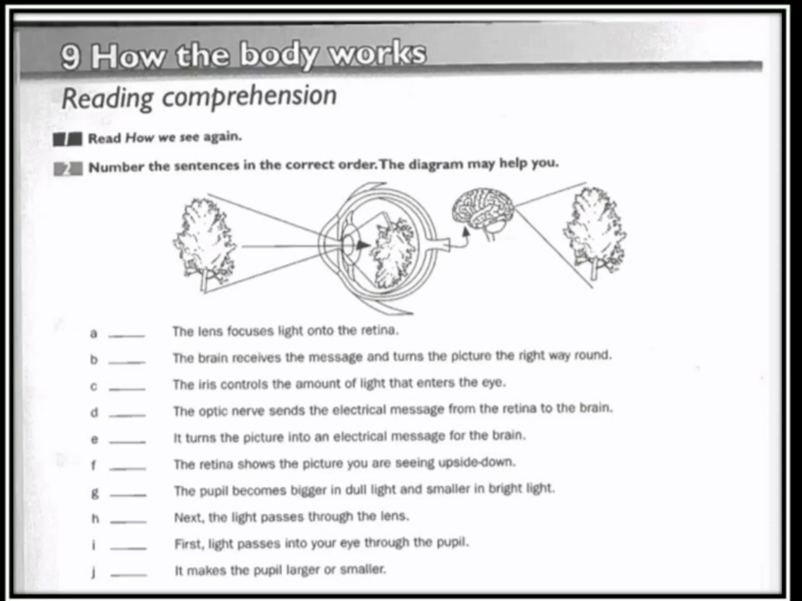Let's start with the first one. Who tell me which sentence is the first one? It is sentence I. Write number 1 beside I. First, light passes into your eye through the pupil.